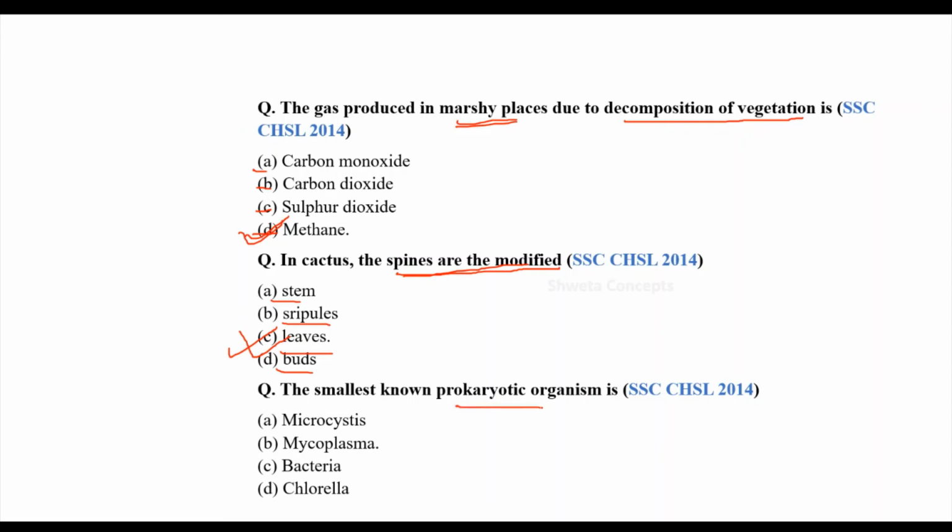Now next question is small. Now the smallest known prokaryotic organism is A, microcystis, B, mycoplasma, C, bacteria, D, chlorella. Now the answer is option B, mycoplasma is the smallest prokaryotic organism.